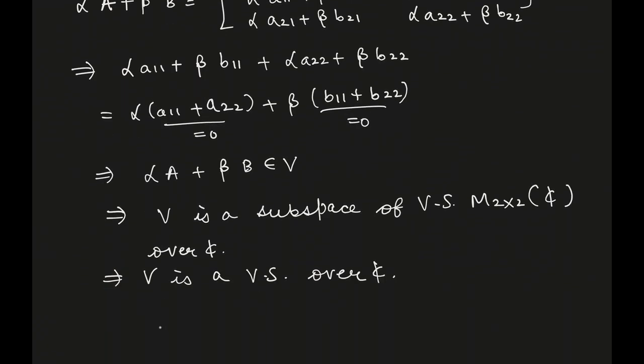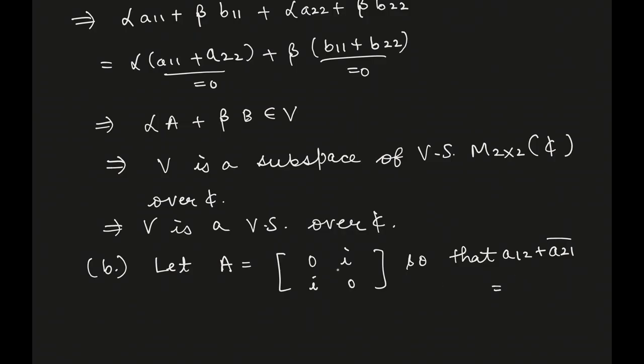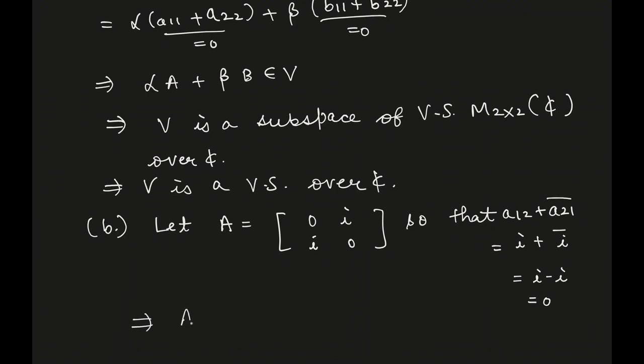Now option B. Option B is saying that W is a vector space over C. So it is not true, first of all. For this I need to check an example. If I take matrix A as 0, iota, iota, 0, then A12 plus A21 conjugate is iota plus conjugate of iota, iota minus iota. This is 0. This is satisfied, which means that A belongs to W.